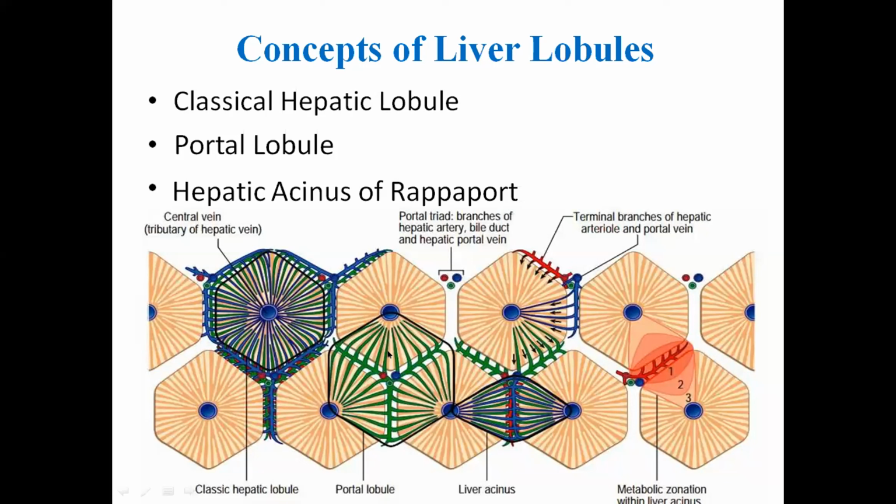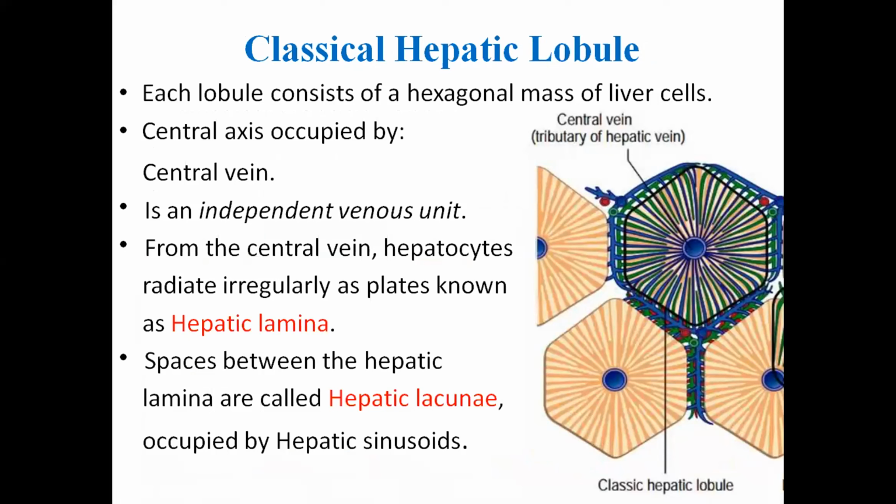Another is the portal lobule. Today we are going to discuss details of the portal lobule and the liver acinus or hepatic acinus of Rappaport. In the last lecture we did the classic hepatic lobule. Again, a little review about the classic hepatic lobule. Its central axis is formed by the hepatic vein. Blood flow is from the portal triad area towards the central vein.